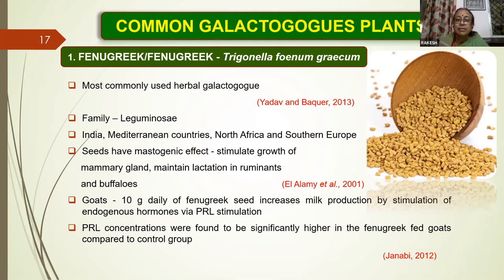This increases milk production by stimulation of endogenous hormones via prolactin stimulation. The prolactin concentrations were found to be significantly higher in the fenugreek-fed goats compared to control groups. In this matter, I will tell that I have used in my PhD research this methi along with chandrashur and tatavar. There was an increase in milk production and fat percentage.